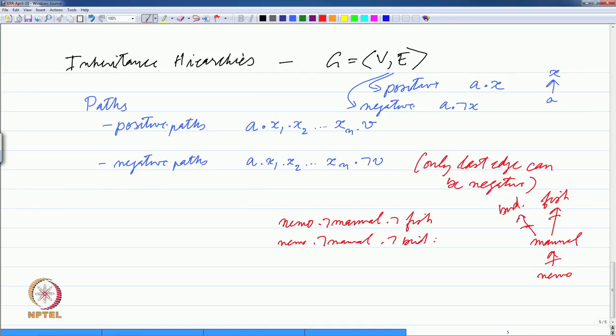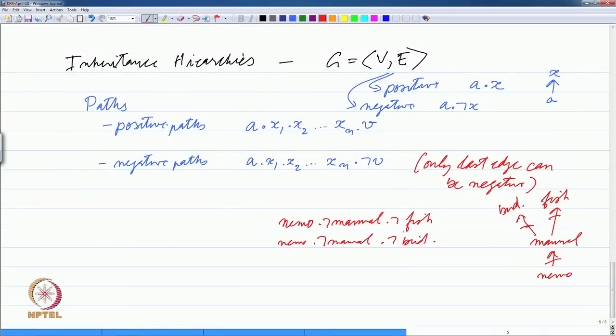So, if Nemo is not a mammal, how does it matter whether mammals are birds or not birds, or mammals are fish or not fish, and so on and so forth. Nemo is not a mammal. So, whatever you say about mammals is irrelevant to Nemo essentially. So, because of that reason such paths are not allowed essentially. So, you cannot have more than one negative edge in a path. So, only one negative edge, and such a path is called a negative path essentially in a network.